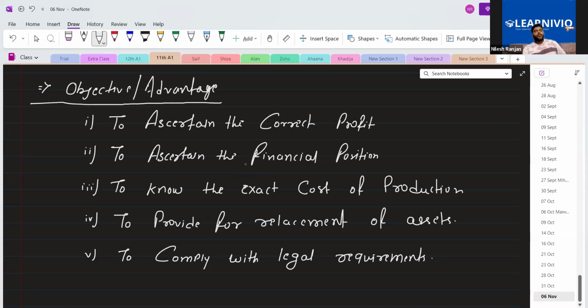The fifth one is to comply with the legal requirement. As per the law and the rules, depreciation is necessary to be deducted from the asset. So also to comply with the legal requirement, depreciation is necessary.